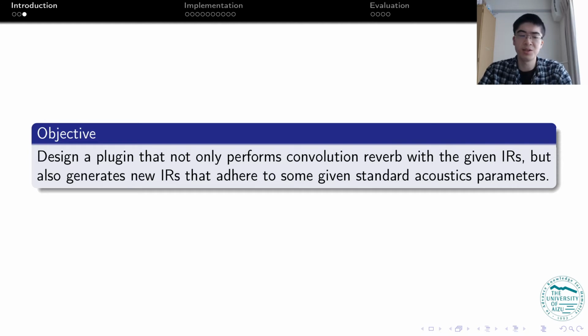One, we're using standard acoustics parameters here, meaning that the plugin will be easier to understand and be more accessible to more users who want to use it. And two, if you already know the acoustical characteristics of a particular space you want to simulate, then our plugin can generate an impulse response that will approximate such a space without you having to go and record an impulse response over there. At least that's what we want to achieve.